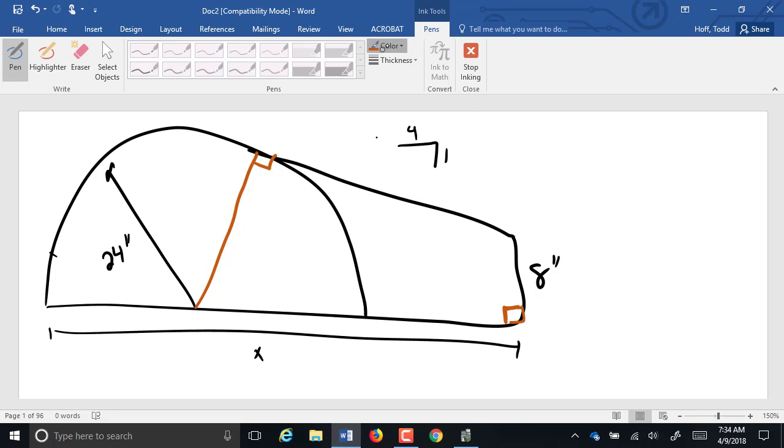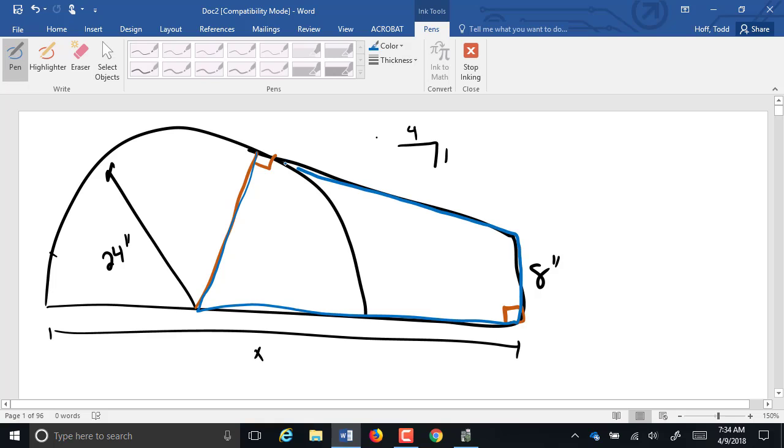So I am going to start working with this blue quadrilateral. Now we know that a four-sided figure, 4 minus 2 times 180, is 360. We know that a four-sided figure has 360 degrees total angle. We've got 90 and we've got 90.